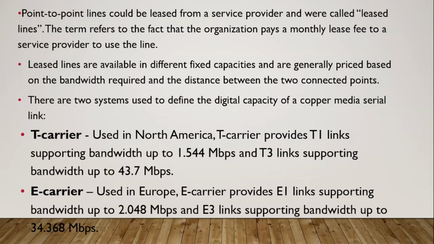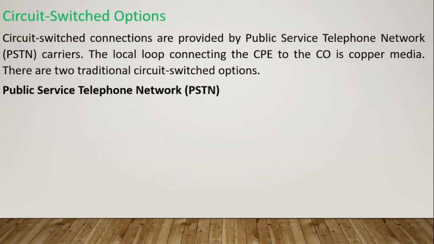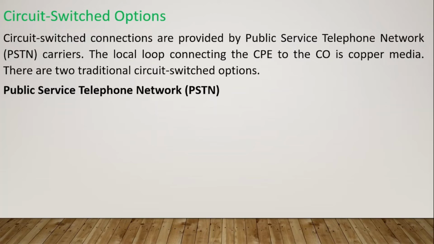Any change to the lease line generally requires a site visit by ISP personnel to adjust the capacity. So another is the circuit switch option. The circuit switch option is a connection that provides the public service provided by the Public Service Telephone Network, or the PSTN carrier. The local loop connecting the CPE to the central office is copper media. And there are two traditional circuit switch options.